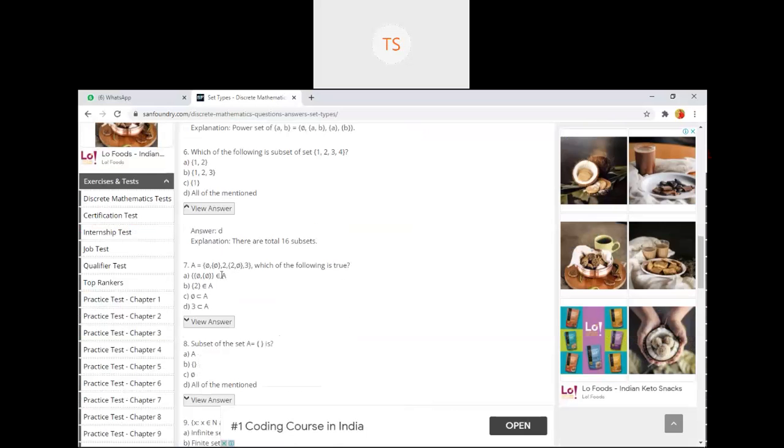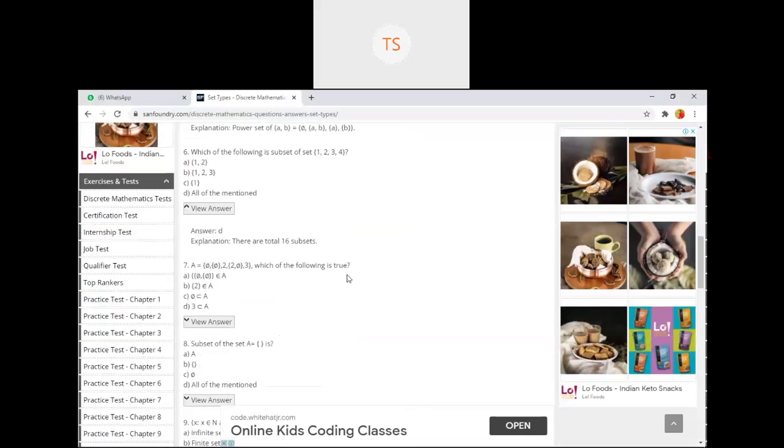Now, question number 7. A is equal to {5, 2, 2, 5 and 3}. Which of the following is true? Now tell me, which is the correct option?